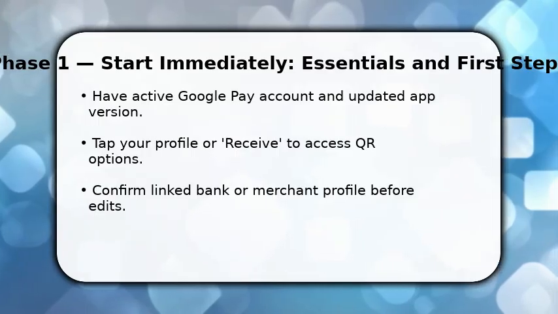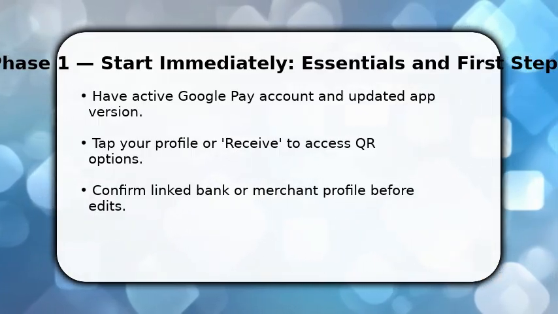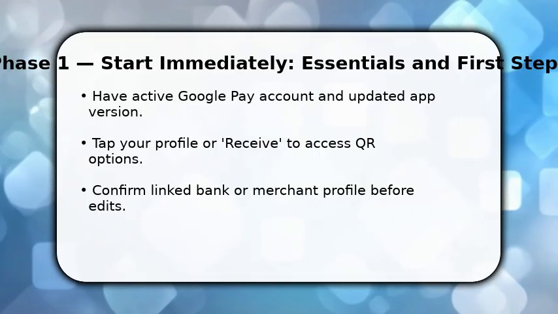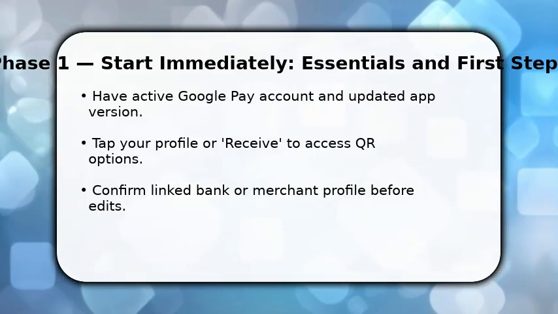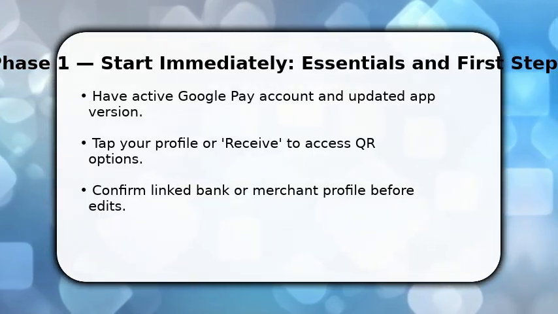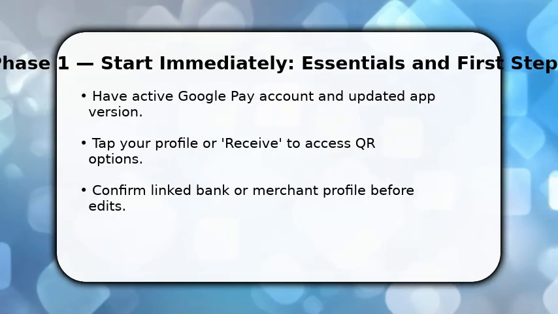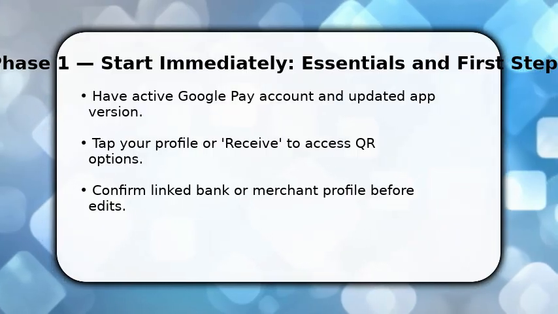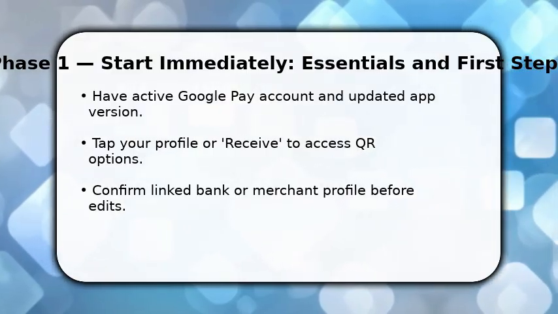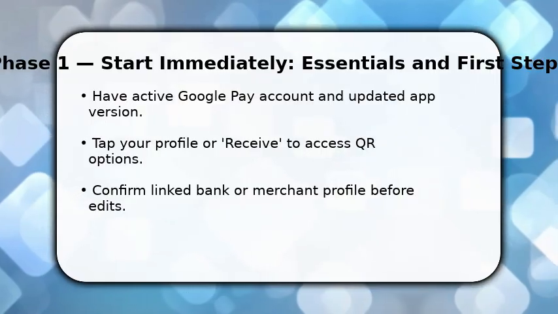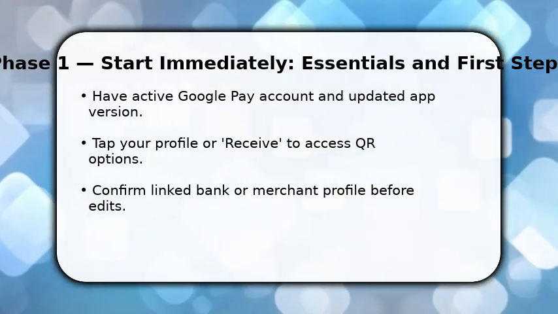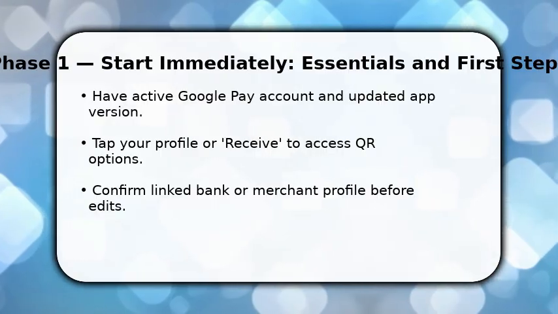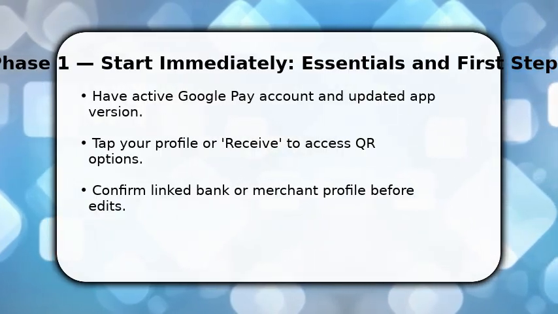You've opened Google Pay. Now move quickly. Tap your profile or the Receive button to reveal your current QR code and make sure your app is updated so settings show correctly. Once visible, check that the linked bank or merchant profile is correct, because editing the QR ties to that account. Next, choose whether you need a personal or merchant QR, since the steps diverge slightly. Select the correct type and proceed to edit or regenerate the code now.